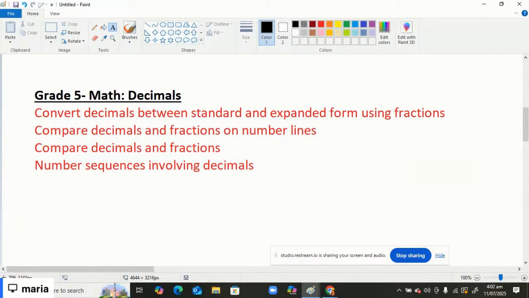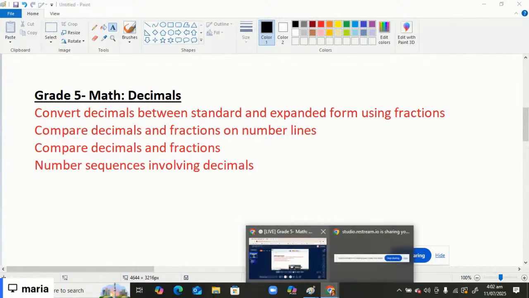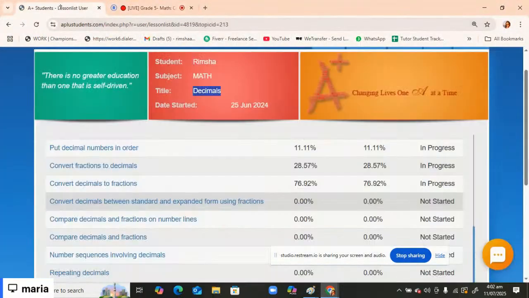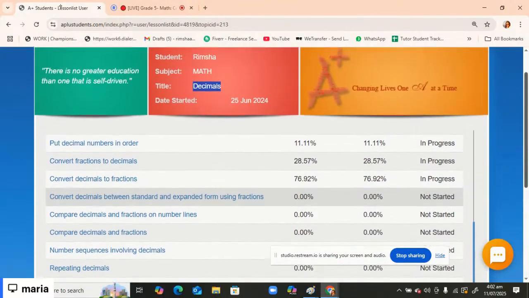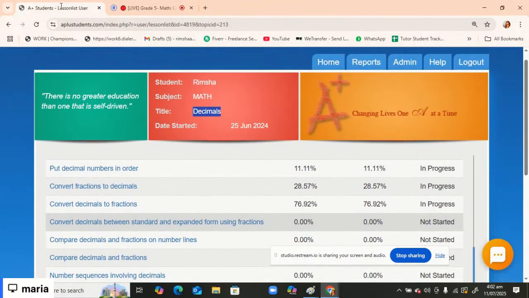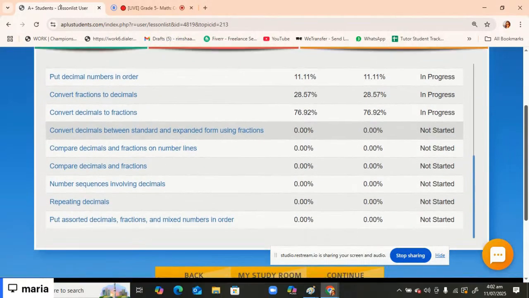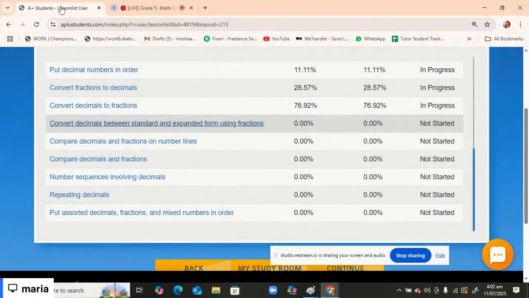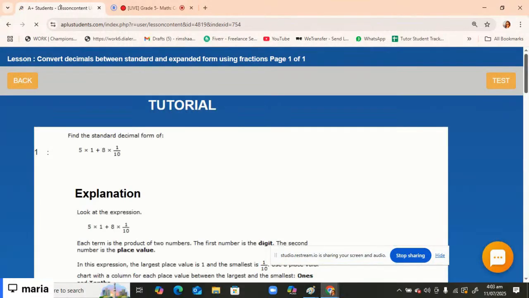You can find all the lessons on aplusstudent.com. You have to log in using the email and password provided by the administrator. Select Maths from the Subject tab. Scroll down to grade 5 this way. And here is the list of the chapters. So we are on the chapter Decimals, and here is the list of the lessons regarding decimals. The lesson today is convert between the standard and expanded form using fractions.